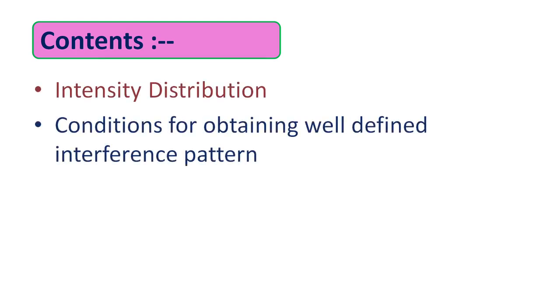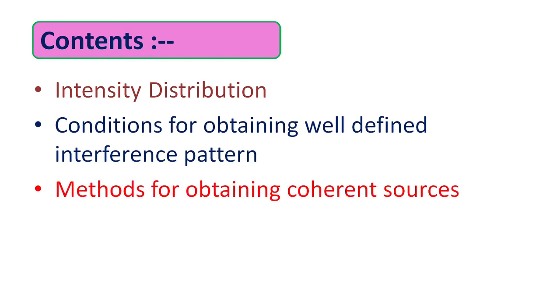The first point in this topic is intensity distribution. The next one is conditions for obtaining a well-defined interference pattern. Third is methods for obtaining coherent sources. And the last one in this first video is optical path. Then let's see, the first point is intensity distribution.